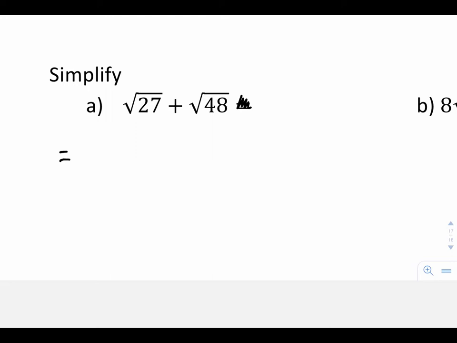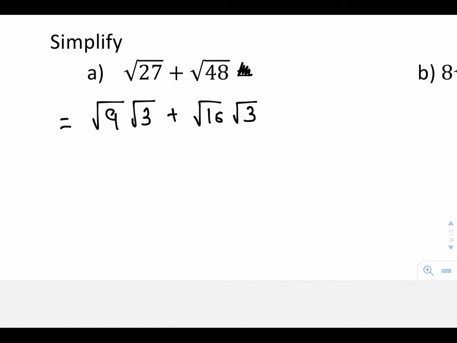So root 27, I know it has a perfect square of 9, and 9 times 3 is what gives me 27. For 48, well, I know that 48 has a perfect square of 16. 16 times 3, in fact. So, all right, root 16 and root 3. Now this is looking good because, notice the root 3 and the root 3 here. Eventually I'm going to be able to combine them together.